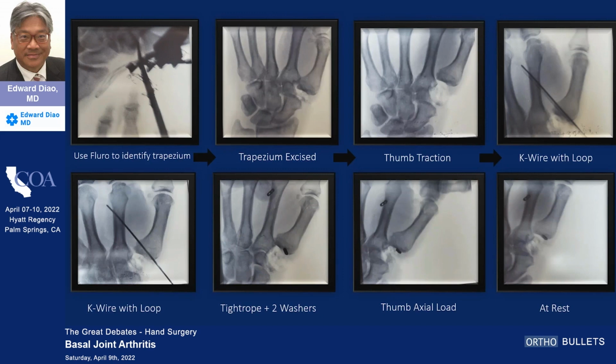Now, if you're doing the Roy Meals style trapezium excision and hematomoplasty, the angle of that K-wire would probably be a little bit lower.